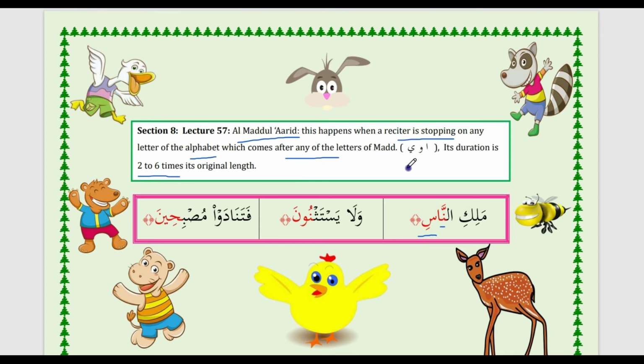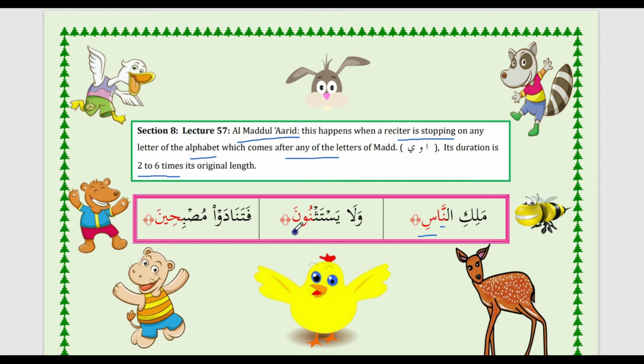Now you might find many of the reciters go up to 2 to 3 times roughly, and it all depends upon the speed of the reciter at that time. So if we say 2 times, it would go Malikin Nas. If we go 3 times, we may say Malikin Nas, and so on and so on.